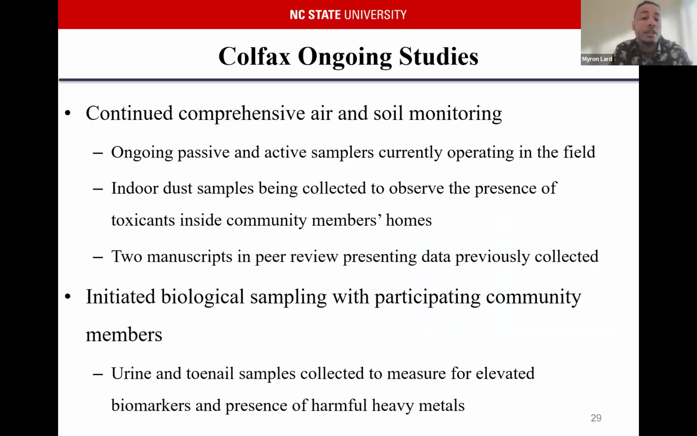So currently in Colfax, we are continuing our comprehensive air and soil monitoring. We have ongoing passive and active samplers in the field. We were actually just there last week doing a change out and doing some biological sampling collection. So we have our ongoing samplers, and we have also started collecting indoor dust samples to observe the presence of these toxicants inside community members' homes.